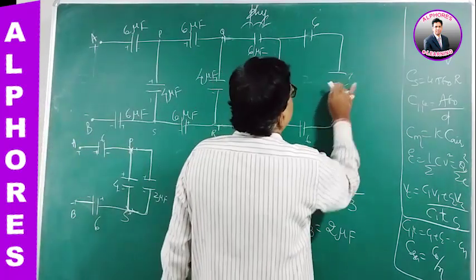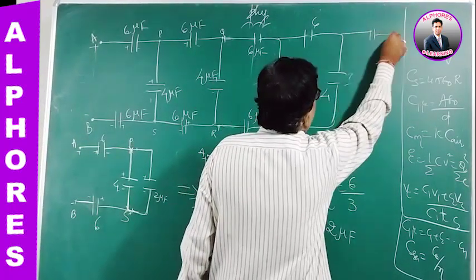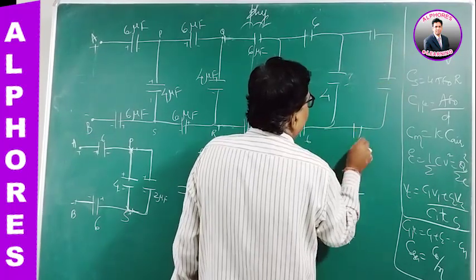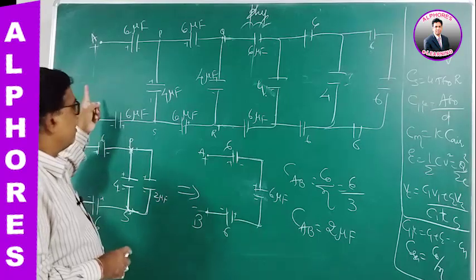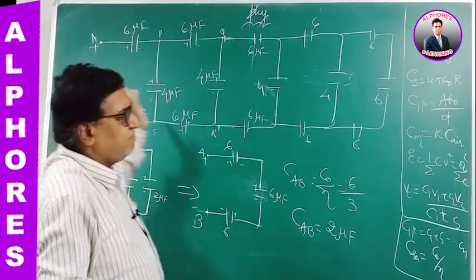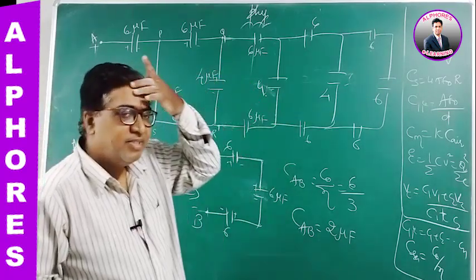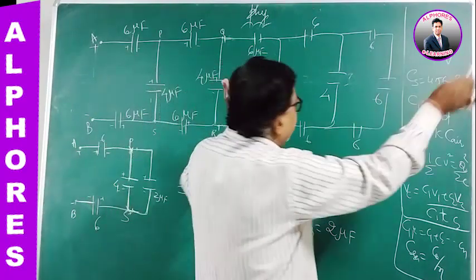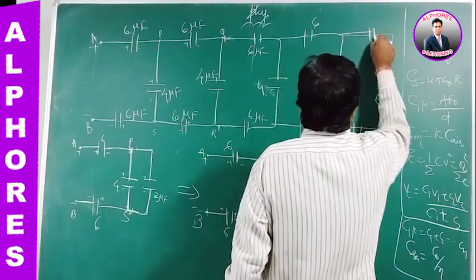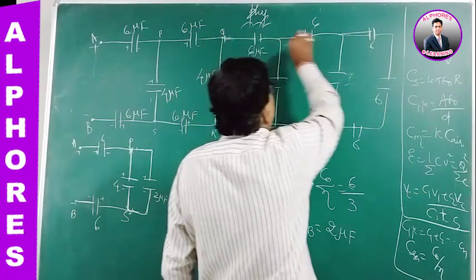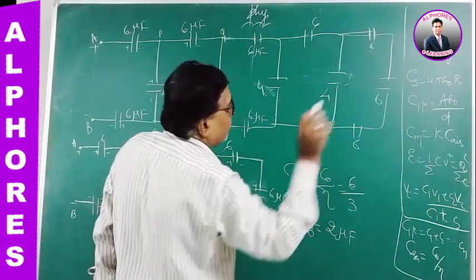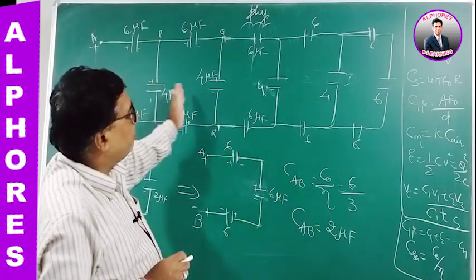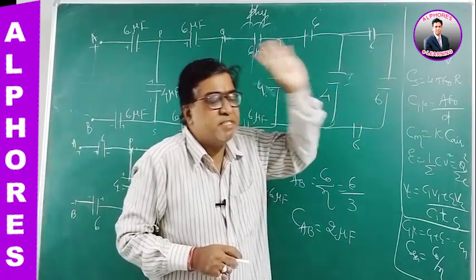Instead, suppose this is again 4, and again if there is one more element, 6, the resultant remains the same. So if this is an infinite ladder, with infinite elements like this, all the elements on the top are 6 microfarad each, all the elements in the lower end are 6 each, and all in between are 4, but the last one must be 6 here.